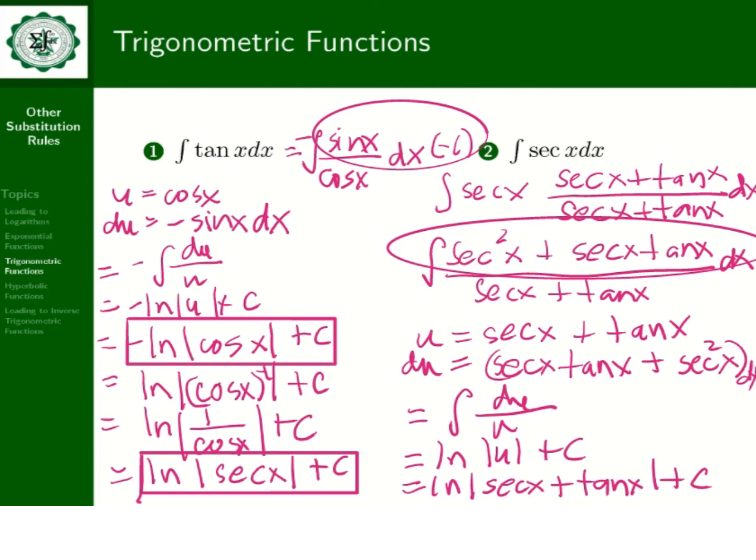And then plus c. So therefore, the integral of secant x dx is ln of the absolute value of secant x plus tangent x plus c. So the integrals for cotangent of x and cosecant of x may be derived in the same manner.